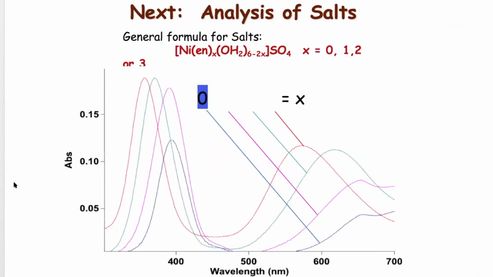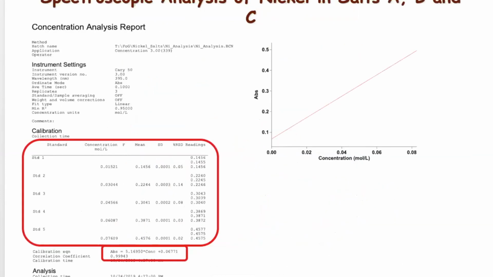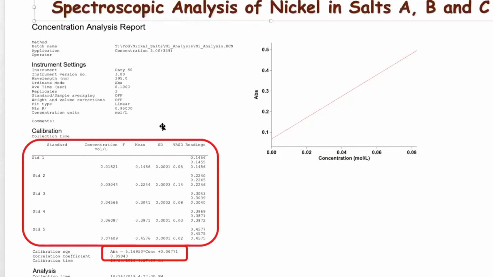And then, again, that's the absorbance. This is the data for the calibration curve. Notice that standard 1 has 0.0152 molarity. It's got a standard deviation of 0.001.